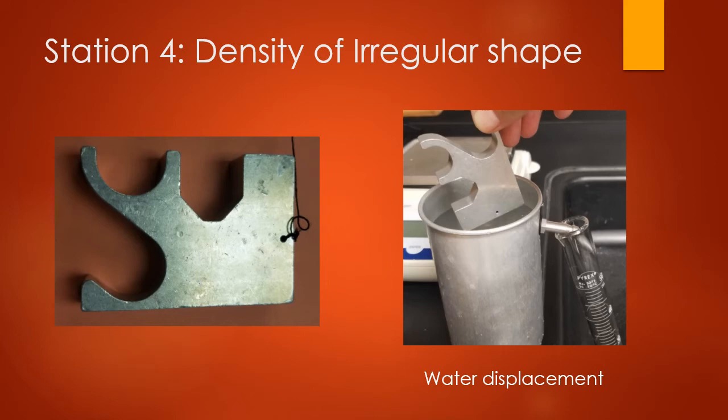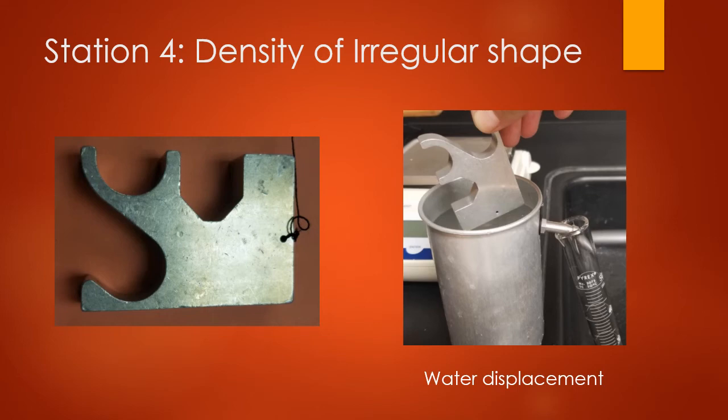So what we have is an overflow spout. That's what that metal can is called. It's called an overflow can. To figure out the density of that irregularly shaped object, we fill up the can to the top with water, right below the spout. Then we place the irregular object into the water.